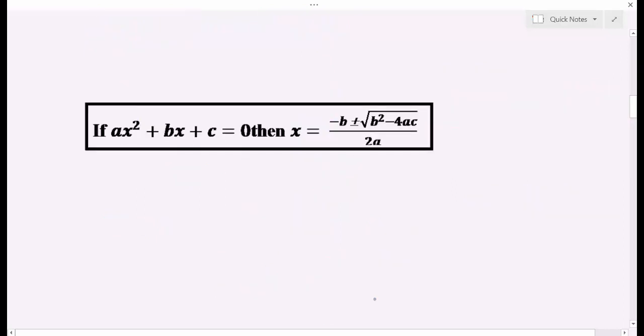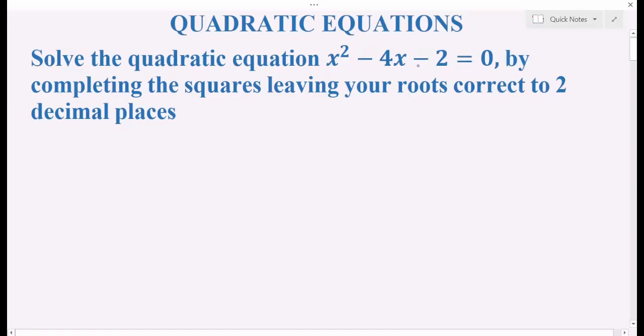So we can see that for every general equation represented as ax squared plus bx plus c is equal to 0, our x is equal to minus b plus or minus the square root of b squared minus 4ac over 2a. This is what we call the general quadratic formula. Let us use this formula to solve questions of quadratic equation. We can go back to those examples we did before. Let us use the general quadratic formula to solve our first example.